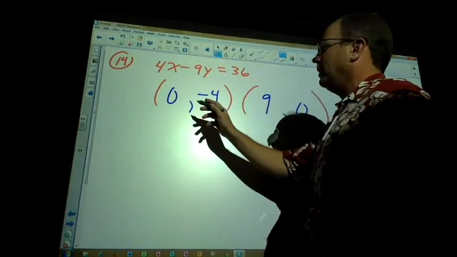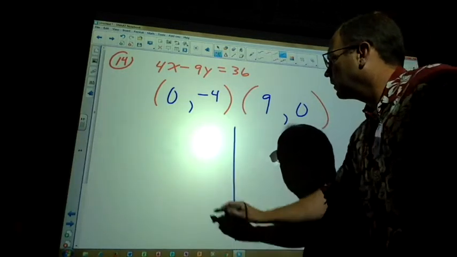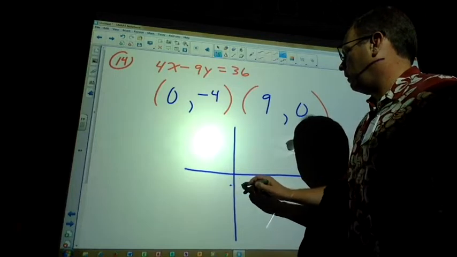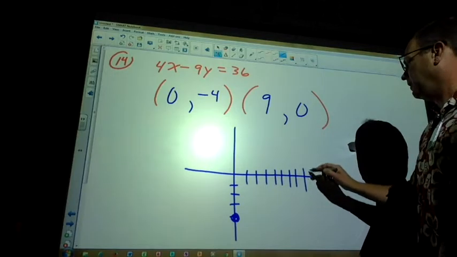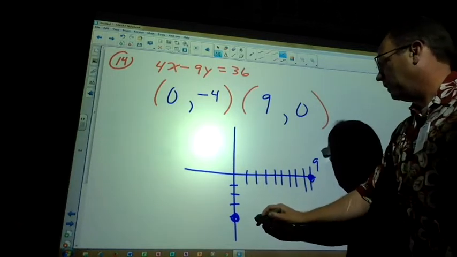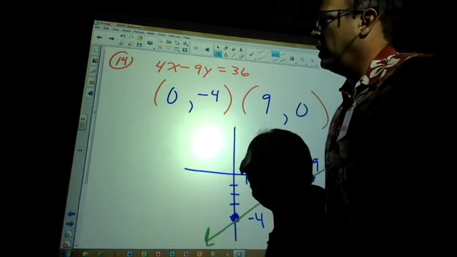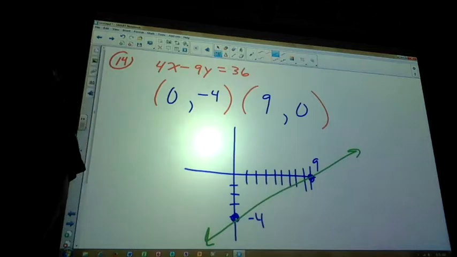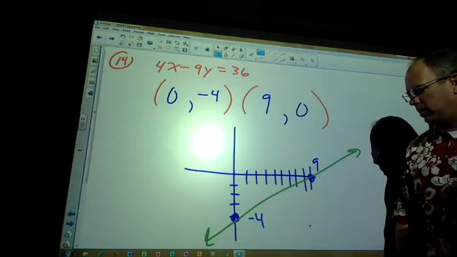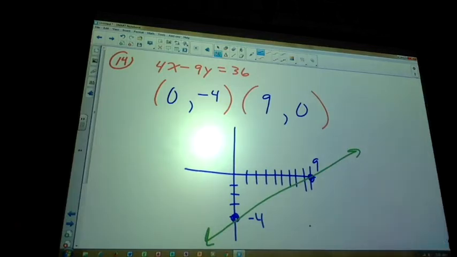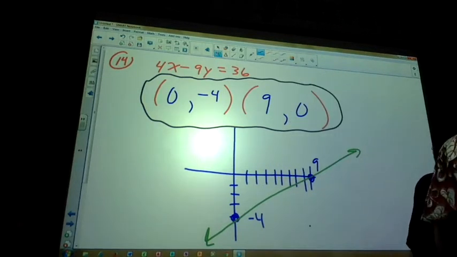So those are the points. Take a look where the error is at. They plotted it 9. So 0, negative 4 is down here, right? And 9, 0 is over here. I think that's right. So that's 9, that's negative 4. So this is what this would look like. What are they saying for the answer? They're saying that 9 comma negative 4 is the intercept, which is not right. These are the answers. The point is not the answer.